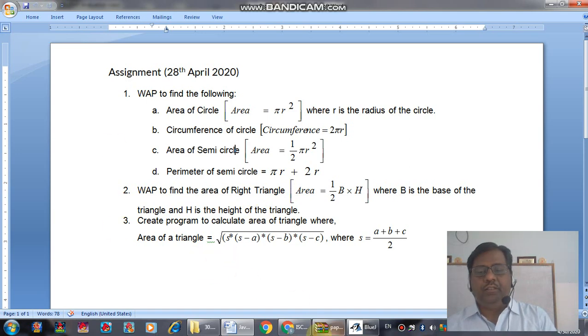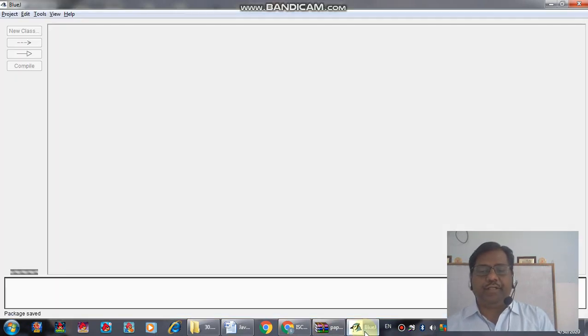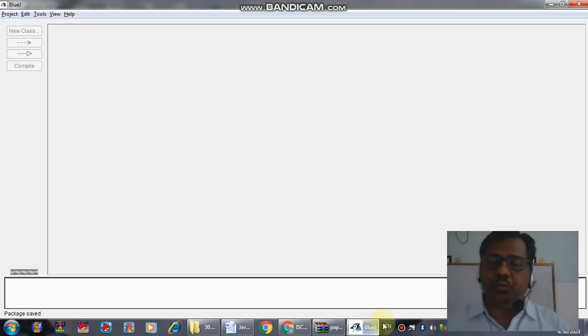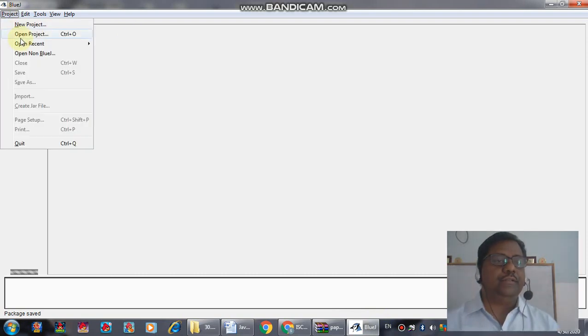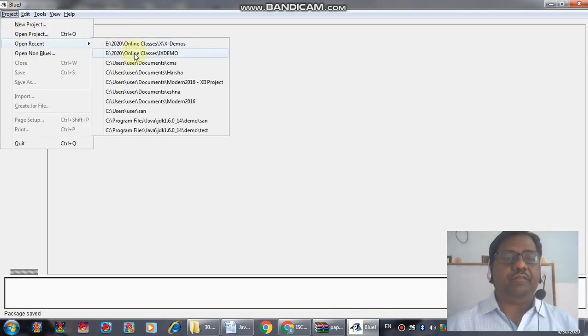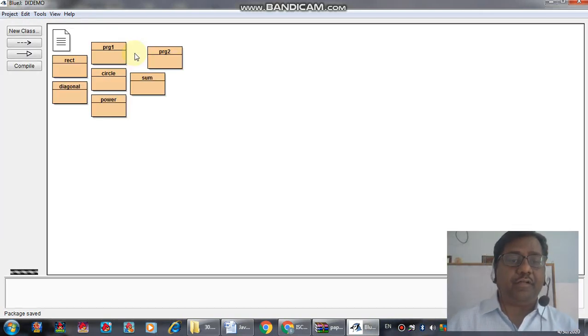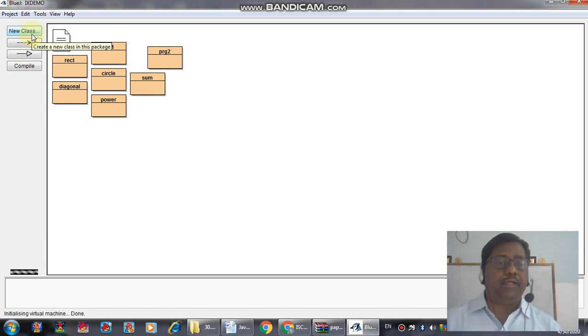Let's see how. The first thing you are supposed to do is open BlueJ. When you open BlueJ, you are supposed to click on Project, Open Recent. You will find a project that you have created. I have created one called 9th demo. I have clicked on it. Then the window will show all the programs that we have created till now. We have already created the circle program earlier, so I will open the same one.